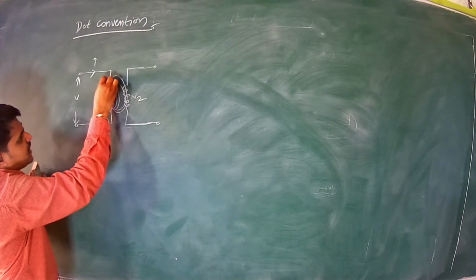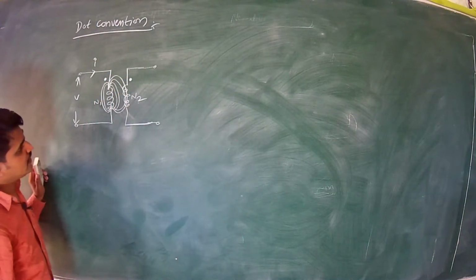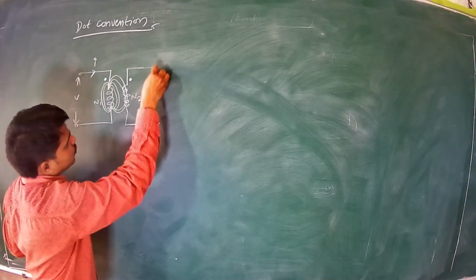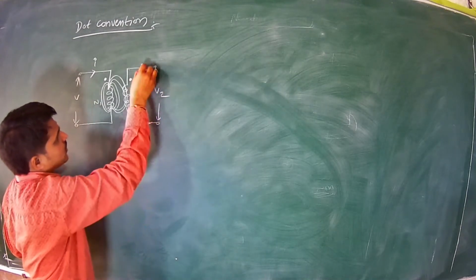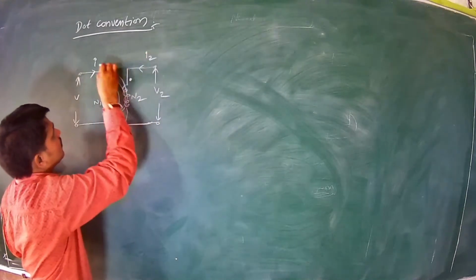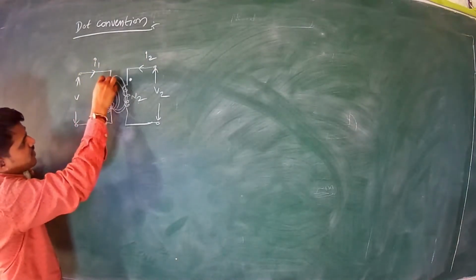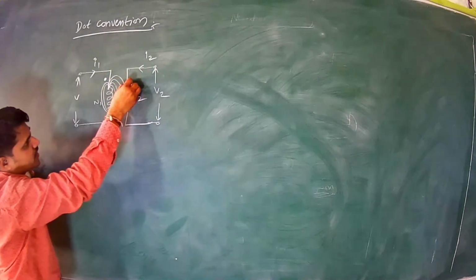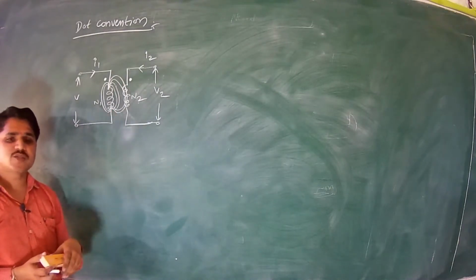Let us say the dots are placed like this. If you apply some voltage V2 here, the current is, let us say, I2, and the other is I1. Now see, the current I1 is entering the dot, and the current I2 is also entering the dot. Then the voltage is positive.